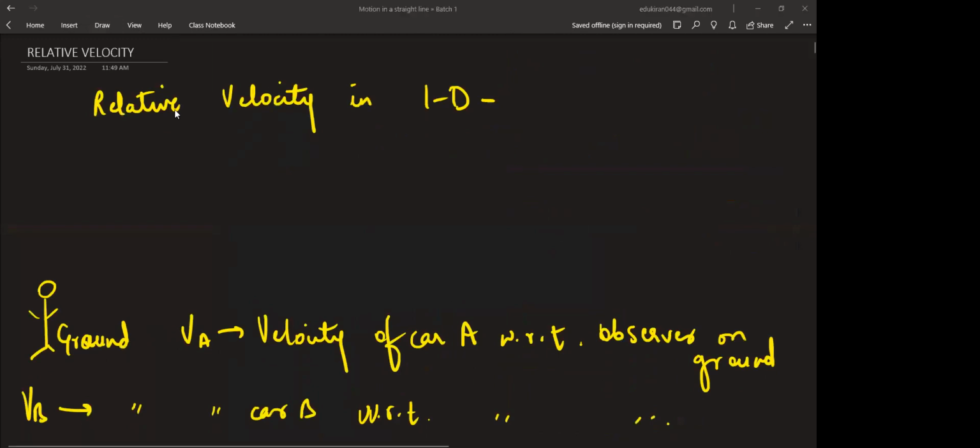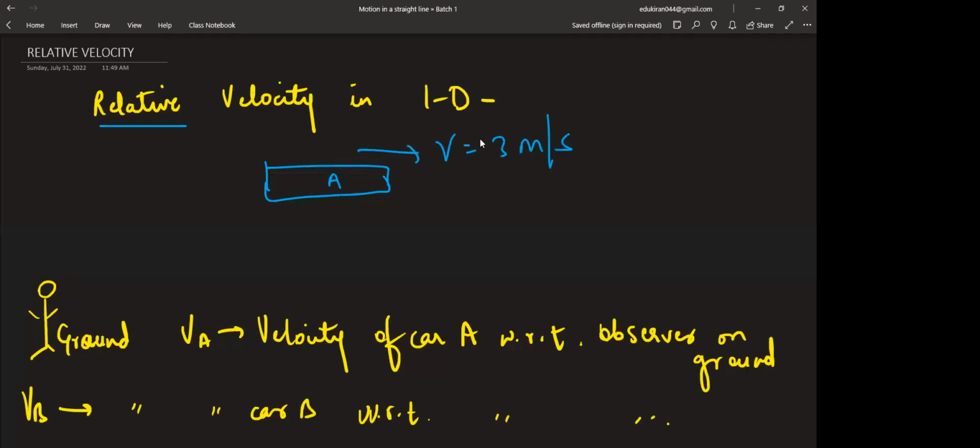The concept of relative velocity: whenever we have the term relative, it means it is with reference to something. So relative velocity in one dimension means a velocity with reference to something. See, suppose this is a car A which is moving with velocity 3 meter per second.